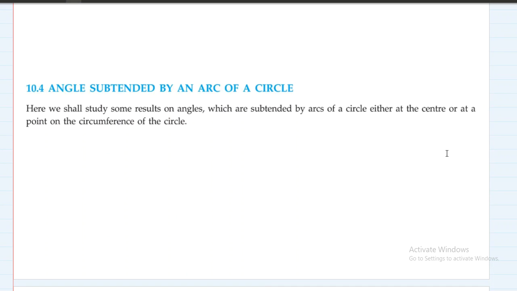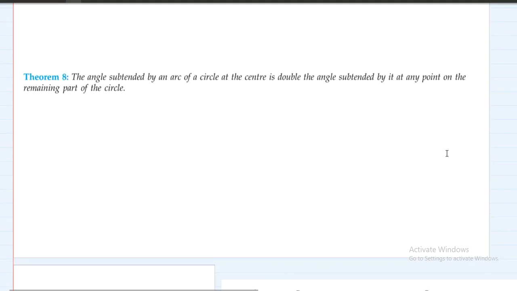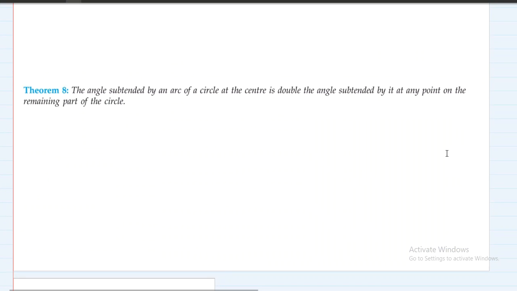Angle subtended by an arc of a circle. The theorem says that the angle subtended by an arc of a circle at the center is double the angle subtended by the same arc at any point on the remaining part of the circle.